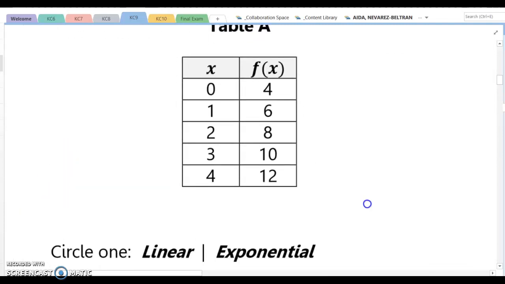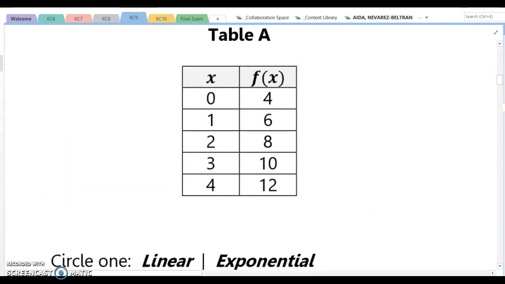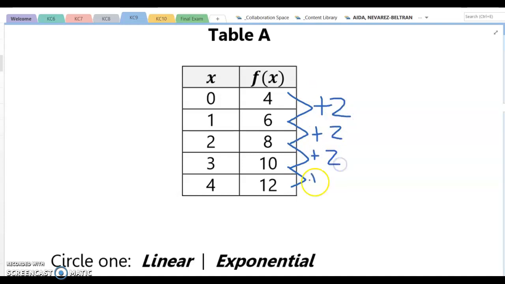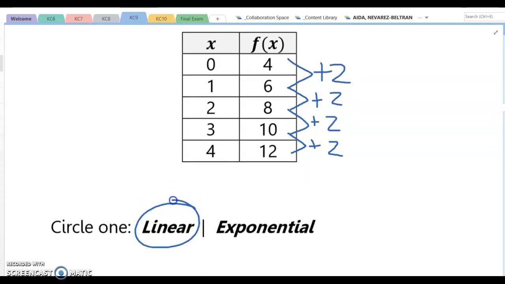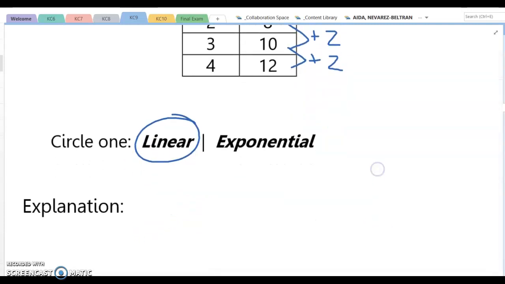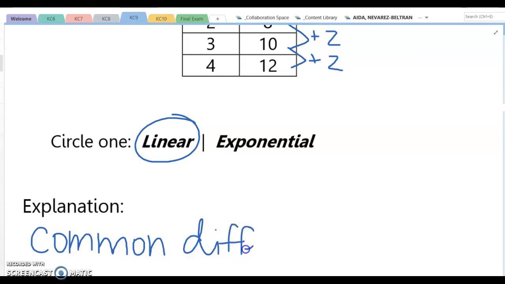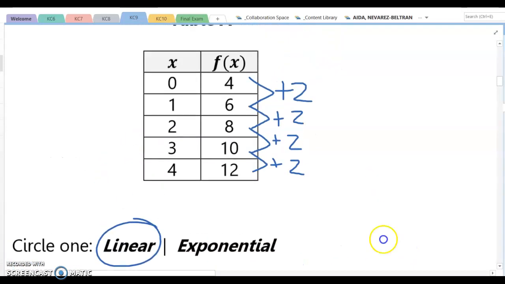So table A, we need to decide if it's linear or exponential. So we're going to look at how we're getting from one number to the next number. Well, in this one, we're just adding 2 each time. So when we're adding, that means we are doing linear, right? So our explanation is that we have a common difference of positive 2. So table A is linear.